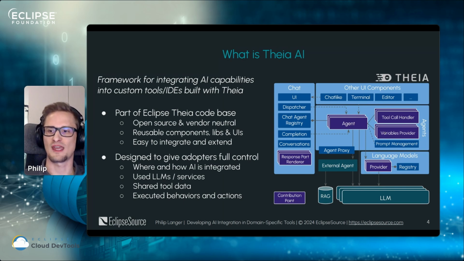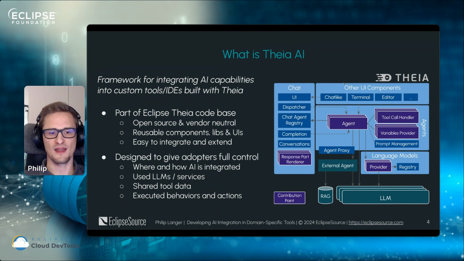So you can build essentially agents that can be extended with variables, tool calls. I will go into more detail about all of that. And those agents can talk to LLMs and integrate their capabilities either via a language model registry or by just talking to them directly. And these agents are then available to be used within a chat or from within any other UI component like menu items and stuff like that.